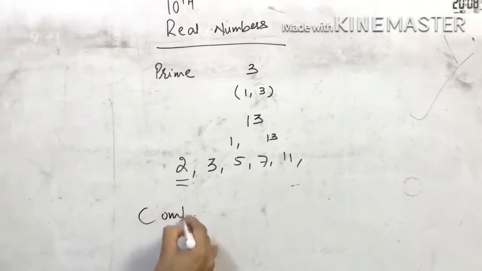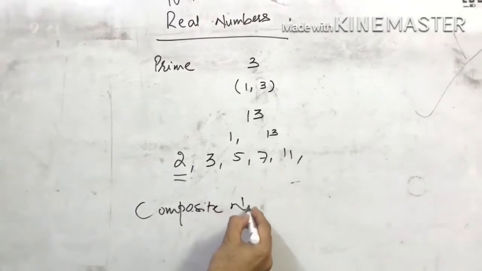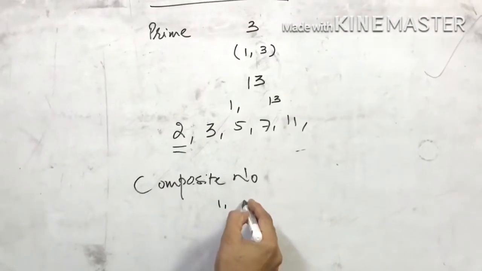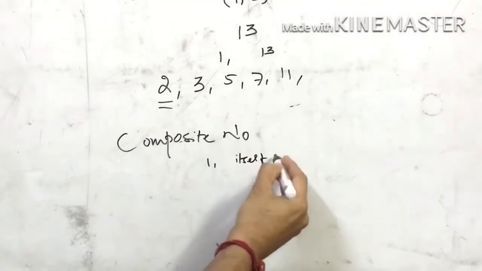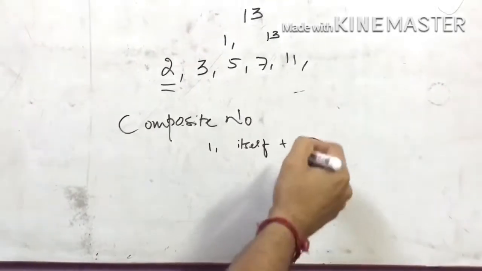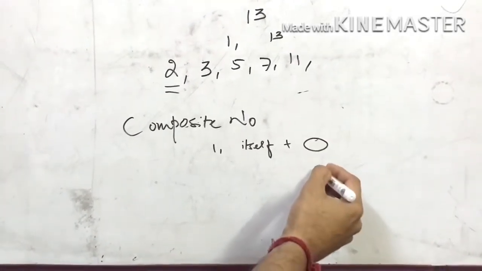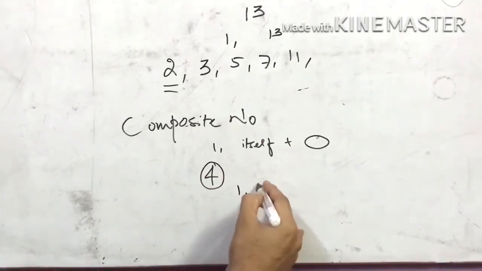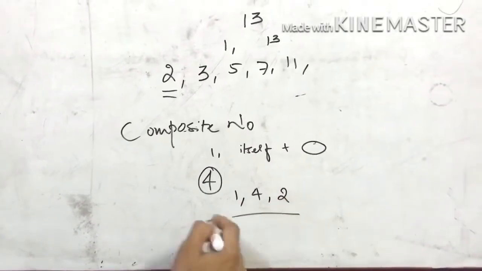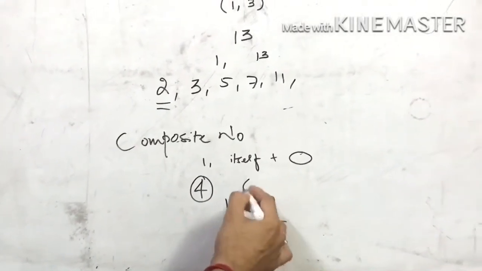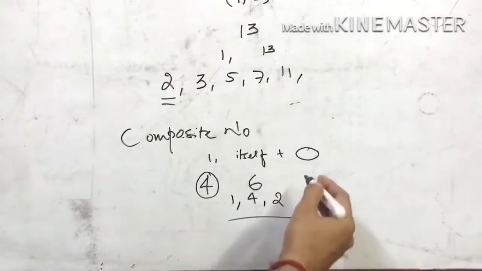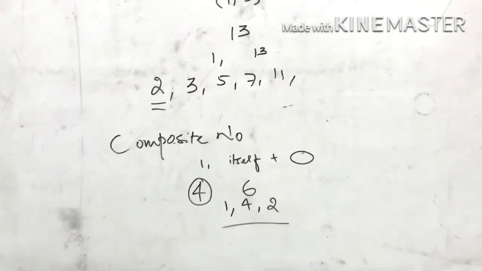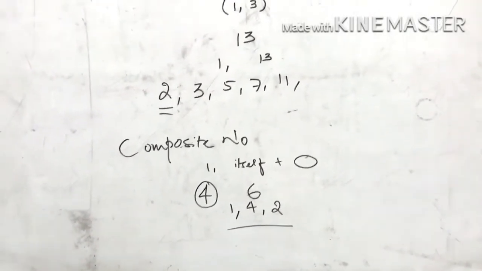So what are composite numbers? A composite number means which has at least one more factor besides 1 and itself, or maybe more than that. So the first composite number will be 4 because it has one more factor, 2, besides 4 itself. So this is the first composite number. After 5 you will have 6, another composite number, and this will go on. So a composite number means which has a minimum of 3 factors, and it can have more factors also.